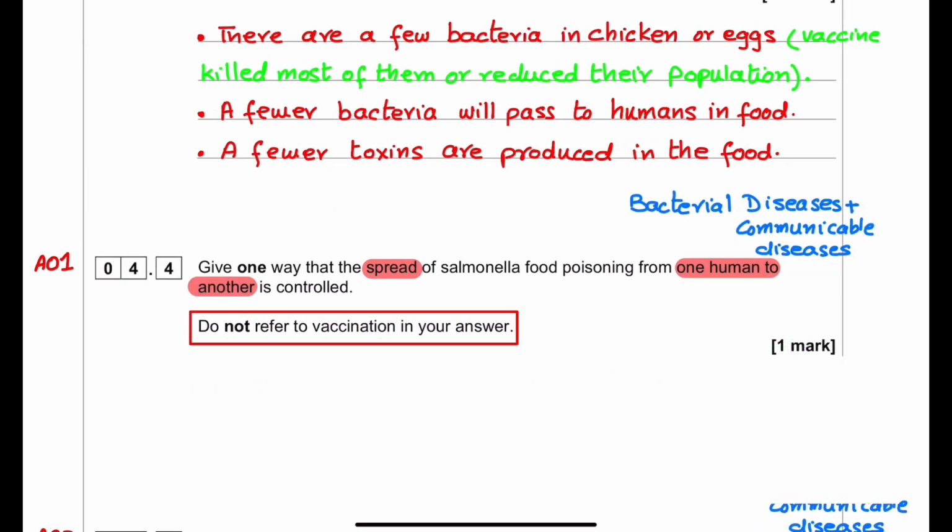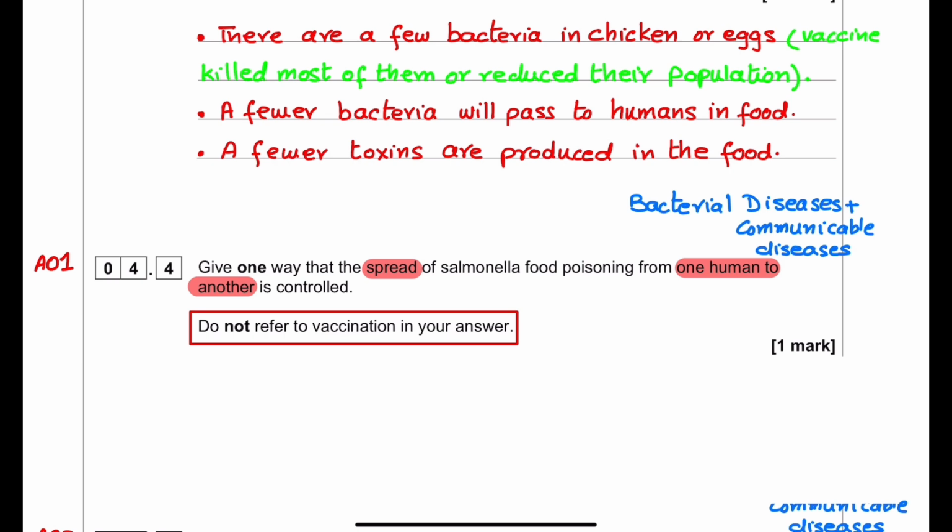4.4 is an AO1 question and it is from bacterial diseases and communicable diseases. Give one way the spread of Salmonella food poisoning from one human to another is controlled. Do not refer to vaccination in your answer. The question is about the spread of disease from one person to another person. So it is a communicable disease. The student can't use the information of the vaccination in their answer.